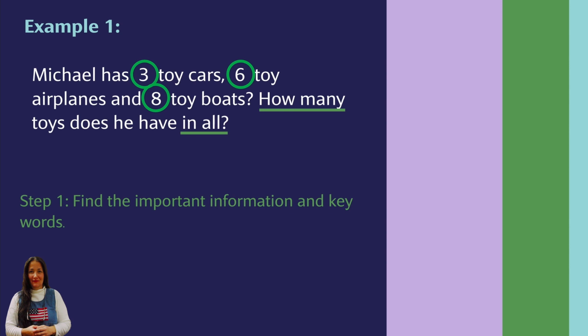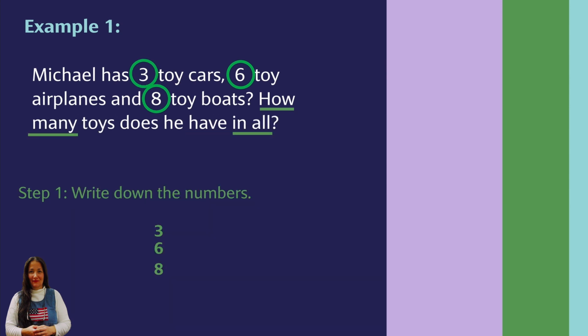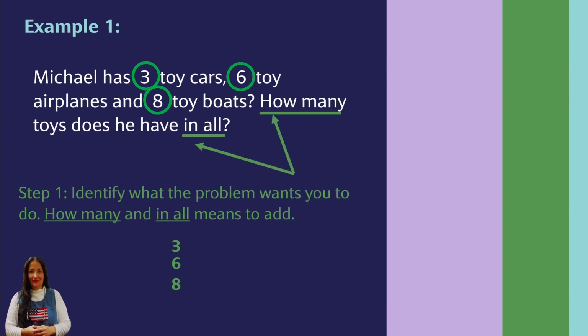How many toys? 3 cars? 6 airplanes? 8 boats. Keywords are how many and in all. Write down the numbers. 3, 6, 8. Identify what the problem wants you to do. How many and in all means to add.